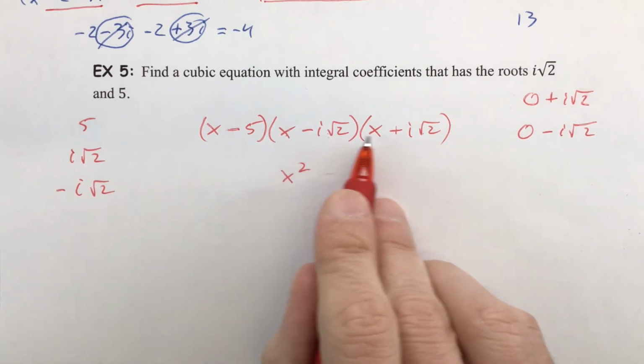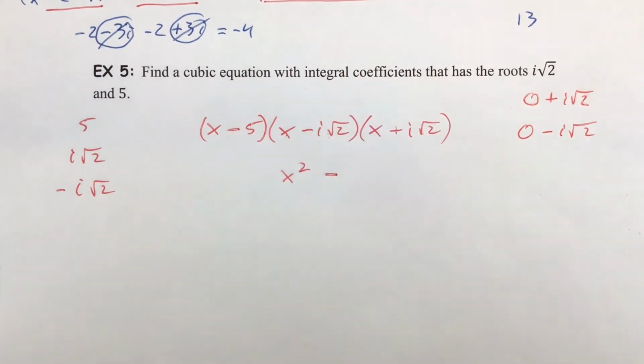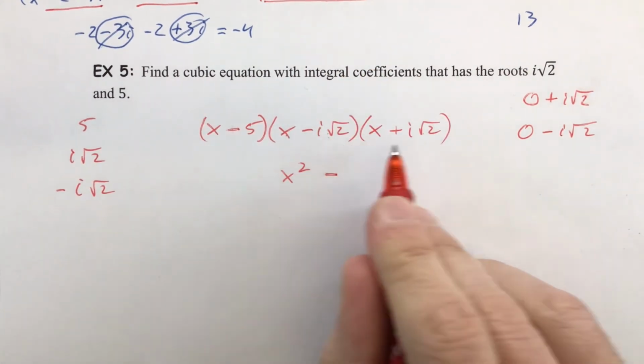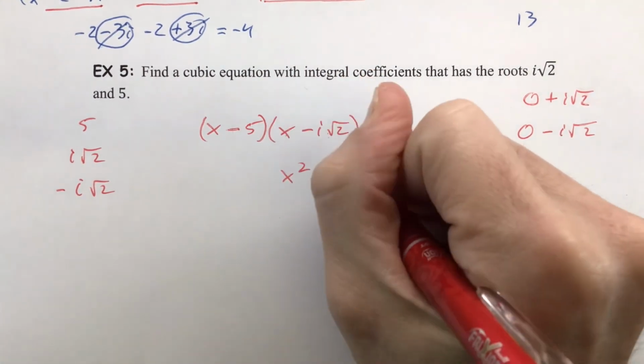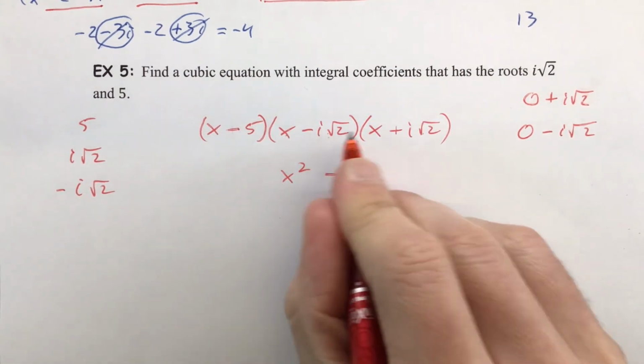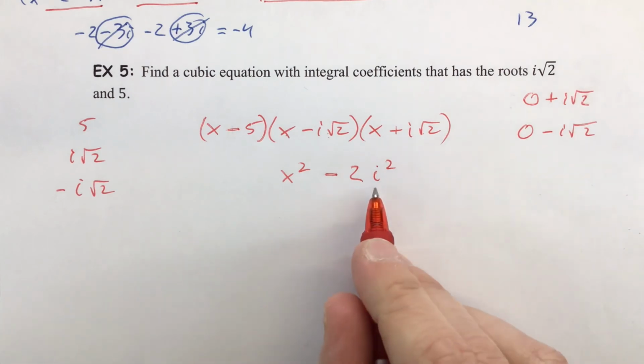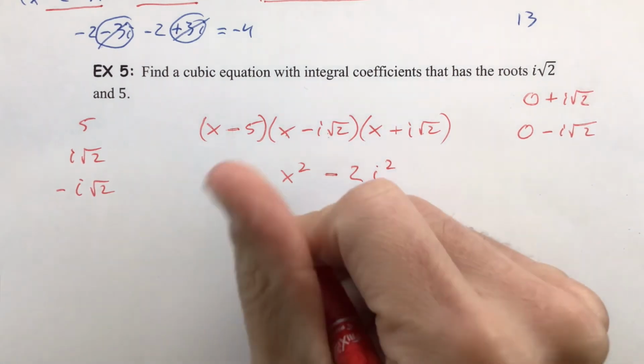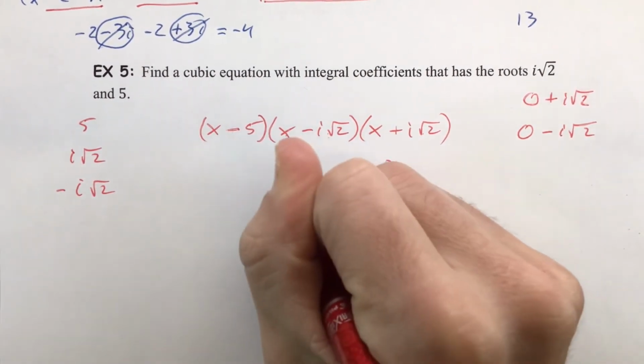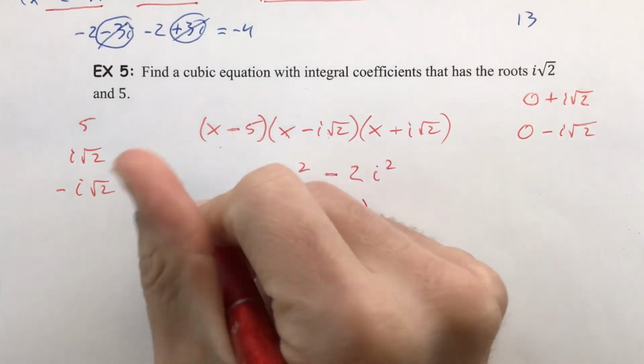You're going to have negative times positive, which is negative. You're going to have the square root of 2 times the square root of 2, which is 2. You also get i times i, which is i squared. That i squared will become a negative 1, making this positive. And we still have this factor.